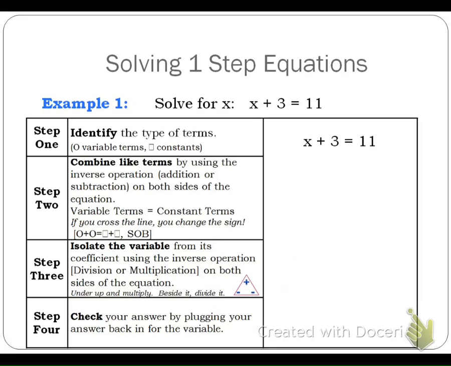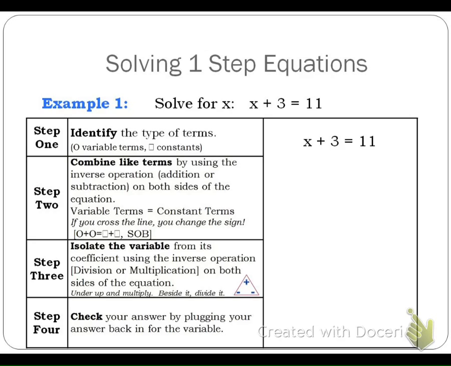So to solve each one of these problems, I would advise you to do these in about 4 steps. Now, one of these steps you're going to skip. You're either going to get to skip step 2 of combining like terms because there aren't like terms to combine, or you're going to skip step 3 because there aren't any variables to isolate.